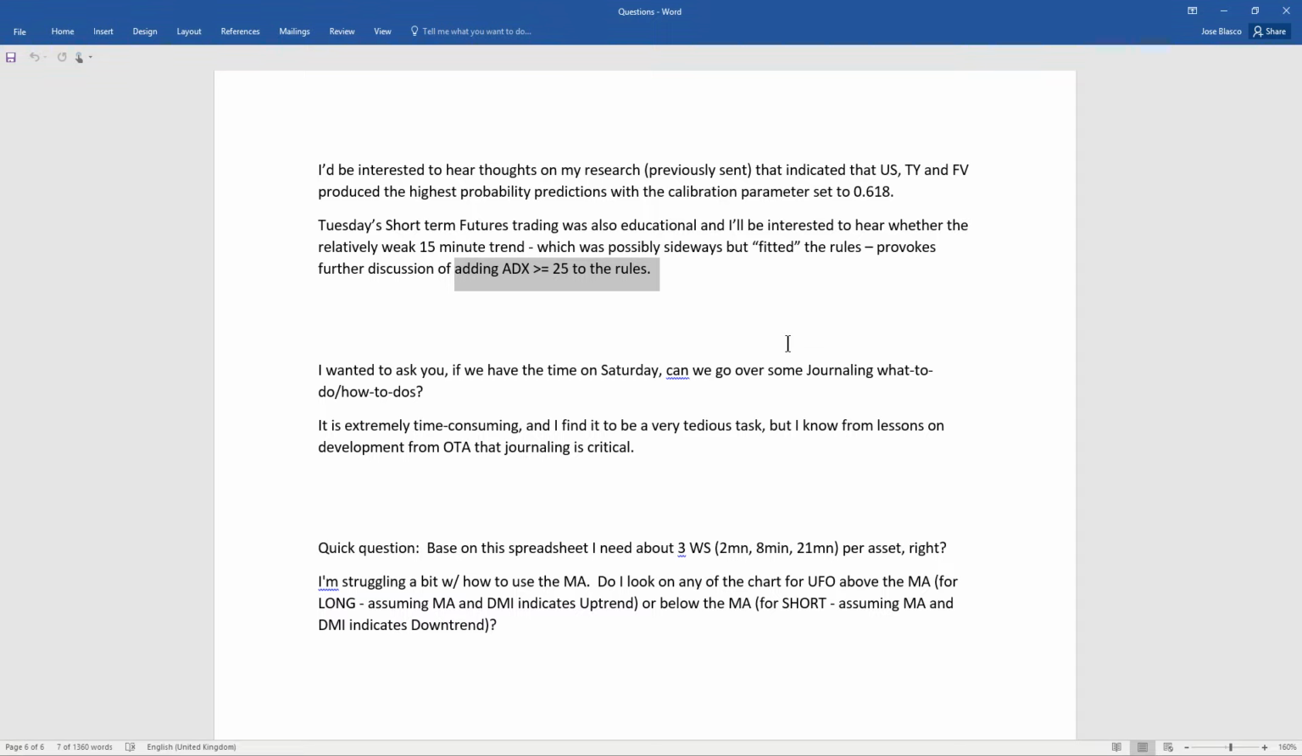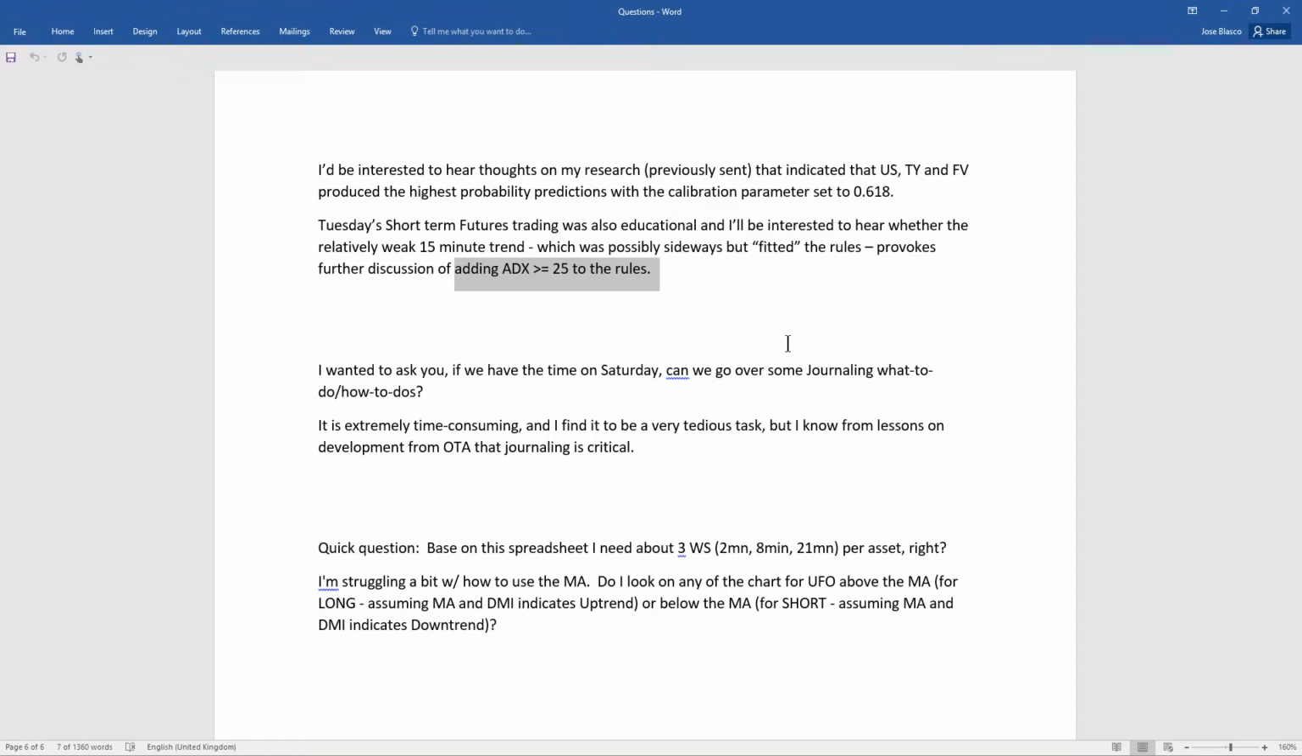I wanted to ask you, if we have time on Saturday, can we go over some journaling, what to do, how to do, okay? Well, we don't have time, unfortunately, okay? So we'll do it another time, but I agree. And we need to talk about that too, because it's a very time consuming, tedious task, and on the other hand, you are right in pointing out it's critical, okay? And it's true. Having said that, journaling has to be kept simple, because I have seen the document you attached when you sent that message, and your journaling is amazingly complete and therefore way too complex.